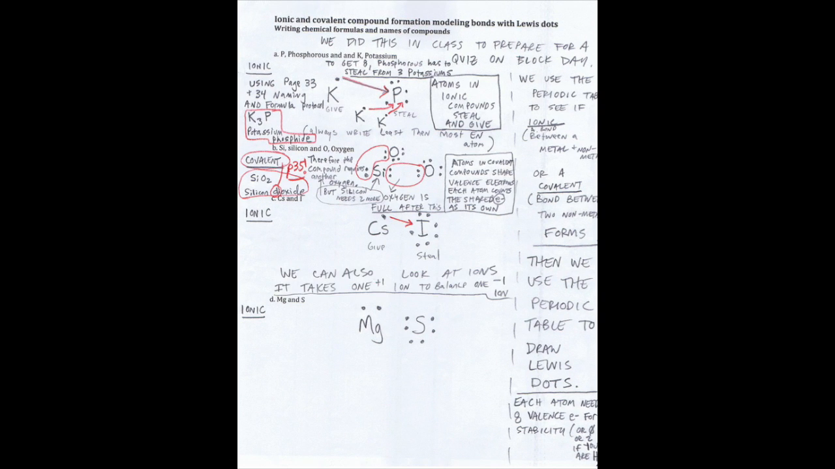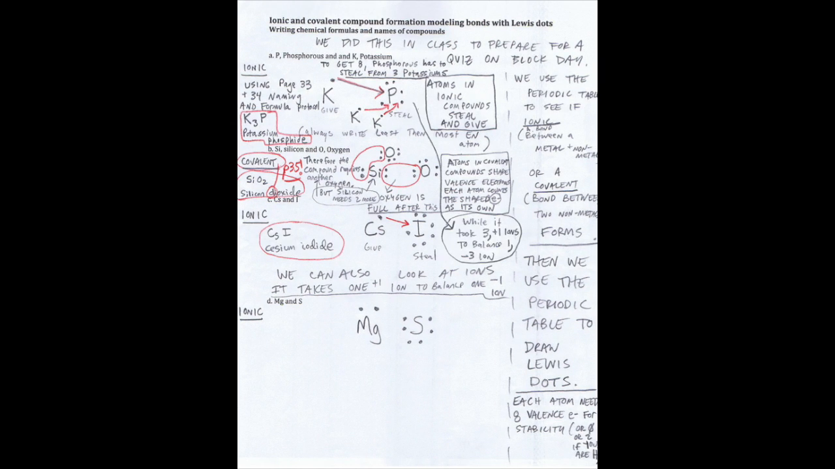When we name a covalent compound, we include a prefix when there's more than one atom involved. So this compound is silicon dioxide. Look at page 35 again if you forgot how to do this. Now, cesium gives 1 to iodine.